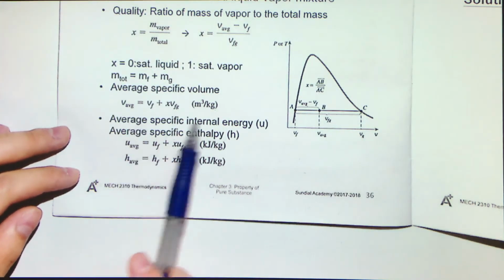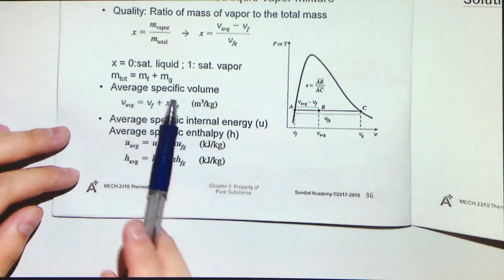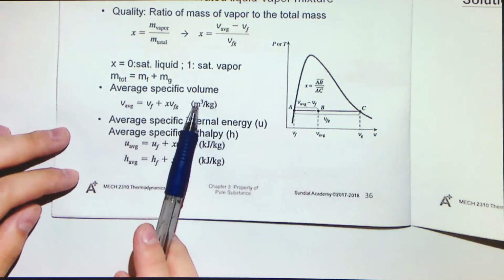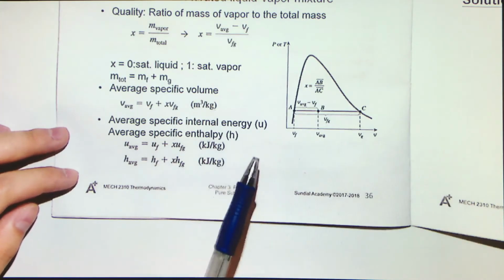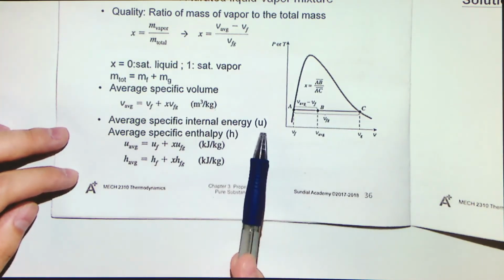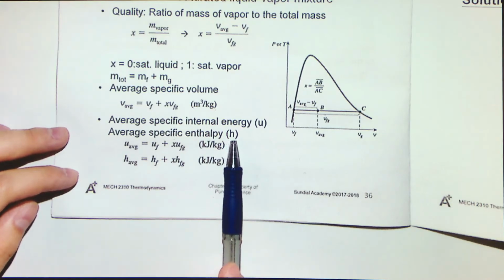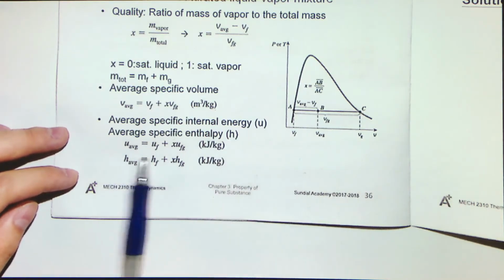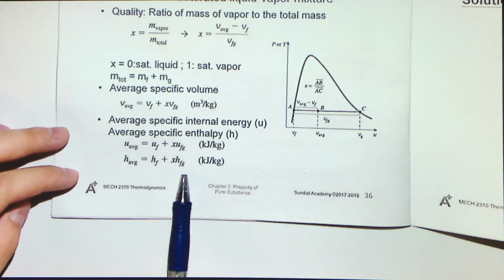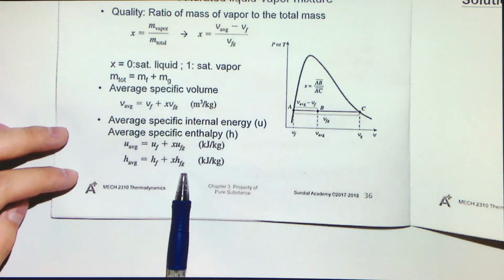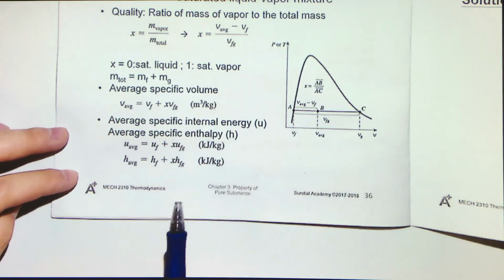We have derived the average specific volume. Using a similar argument, we just replace the small letter v with small letter u and small letter h respectively. Then we can also get these two formulas. These two formulas help us find the average specific internal energy and the average specific enthalpy of this saturated liquid vapor mixture.